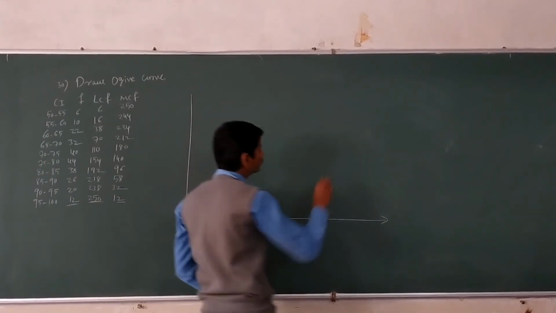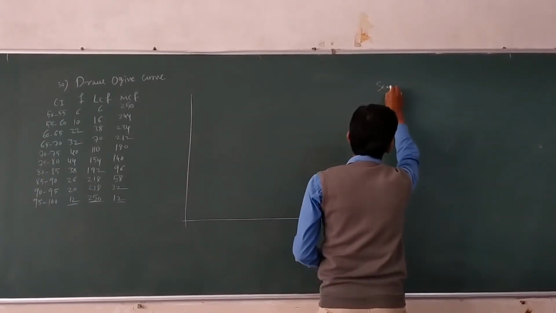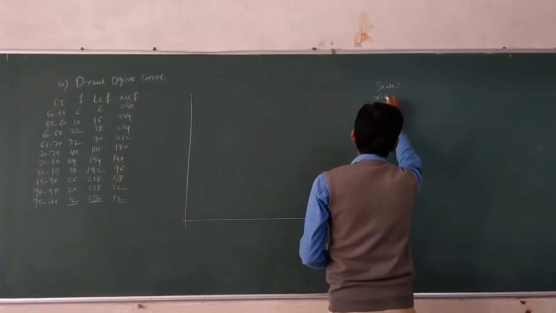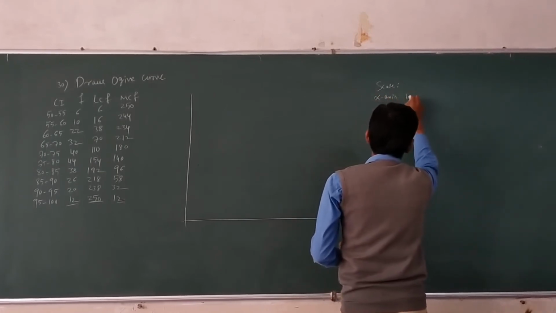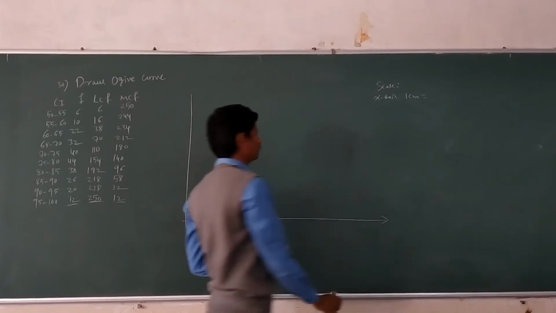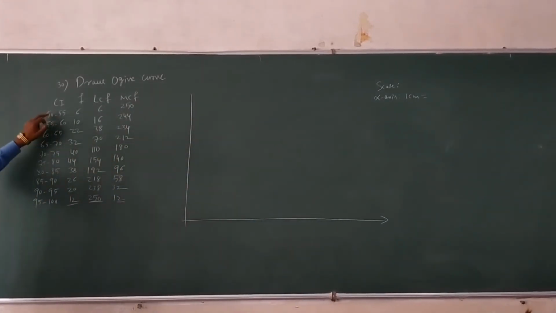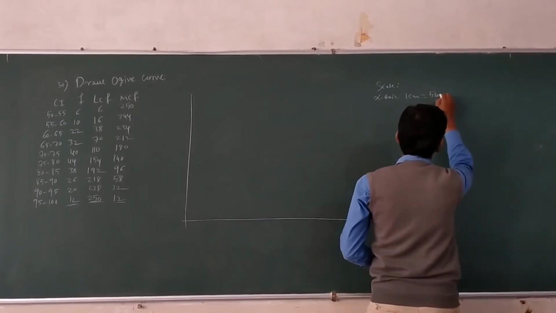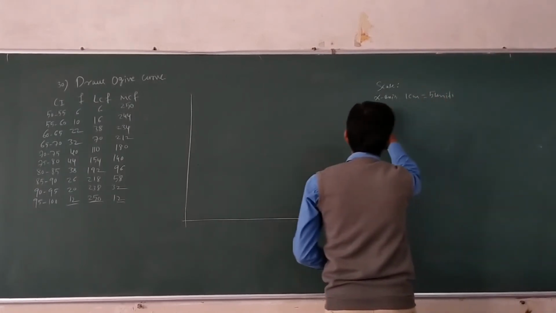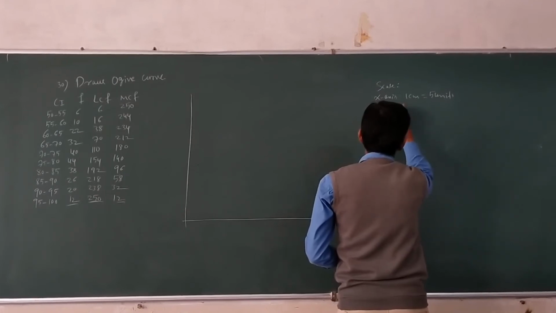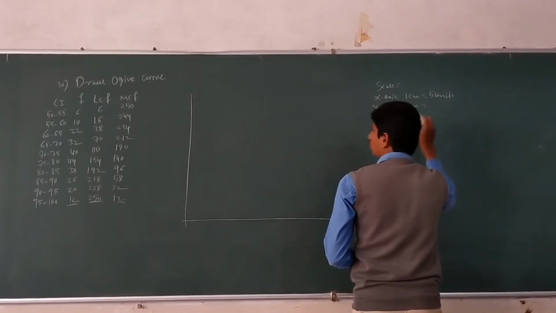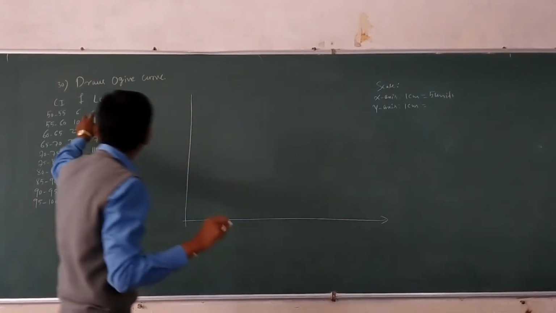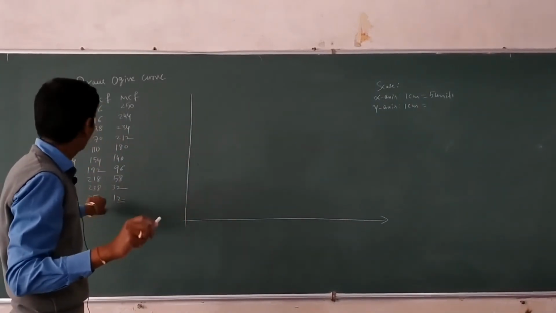Here, the scale. On the x-axis, 1 cm equals 5 units, since the lowest value is 50 and the highest is 100. The next, the y-axis: 1 cm equals 25, since the lowest is 6 and the highest is 250.